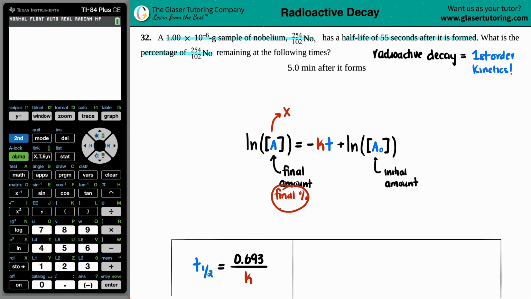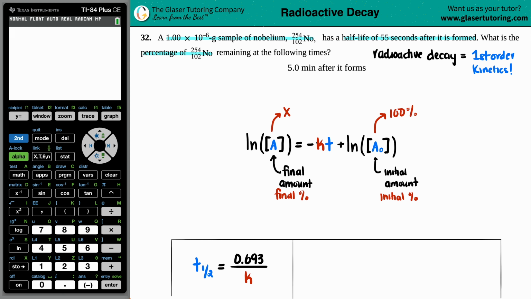But now if you're talking about final percents, what do you think the initial amount in percentage form is? Yeah, it's always 100%. For any percent, the highest percentage without touching anything is always 100%. So I now know that this initial amount is going to be 100. Do I care about this 1 times 10 to the negative 6 gram sample? Absolutely not. If they're asking for percentages, why bother worrying about the grams? Just make it easy for yourself.